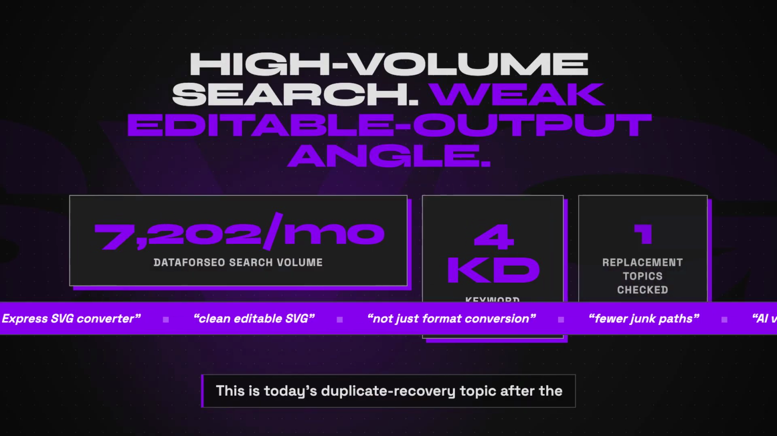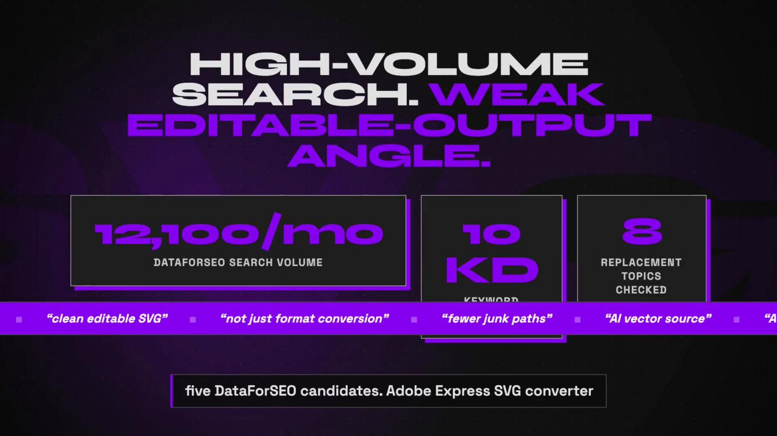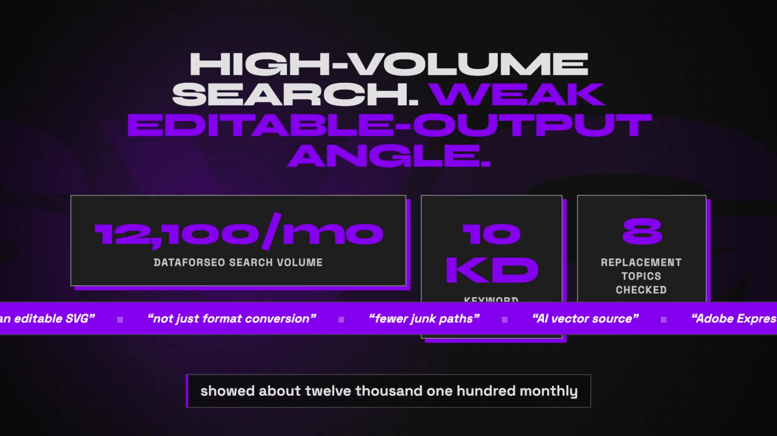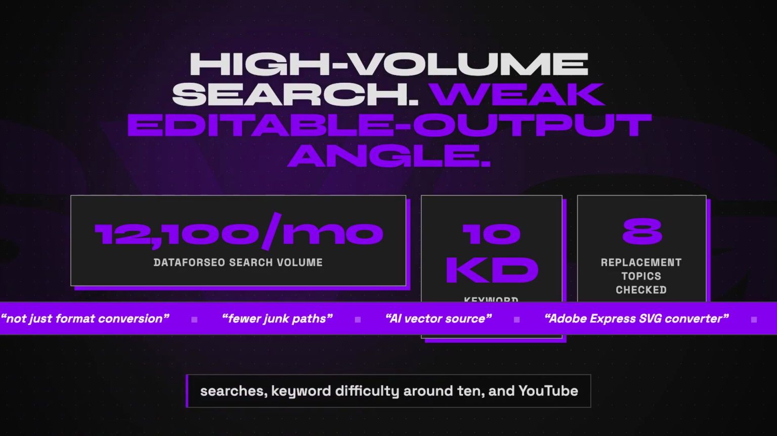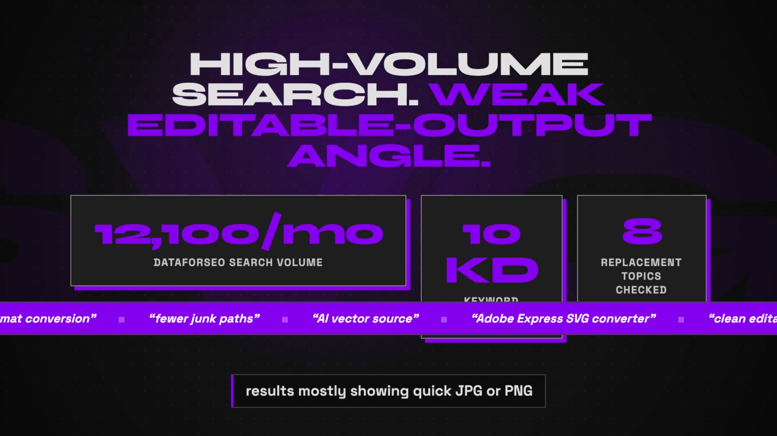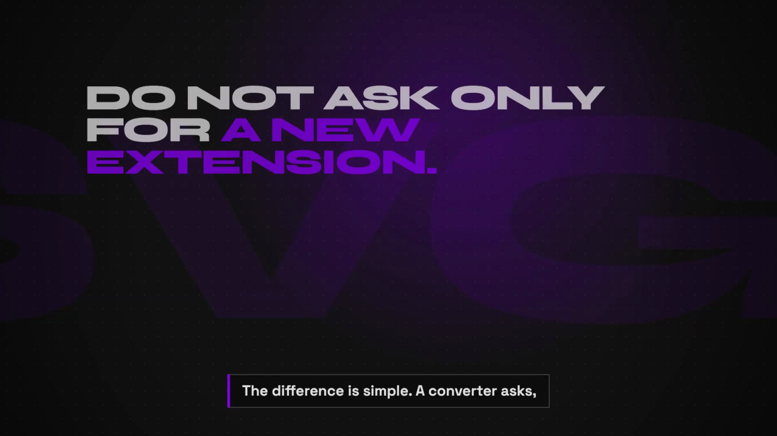This is today's duplicate recovery topic after the queue ran out. I checked more than 5 DataForSEO candidates. Adobe Express SVG Converter showed about 12,100 monthly searches, keyword difficulty around 10, and YouTube results mostly showing quick JPEG or PNG conversion steps.